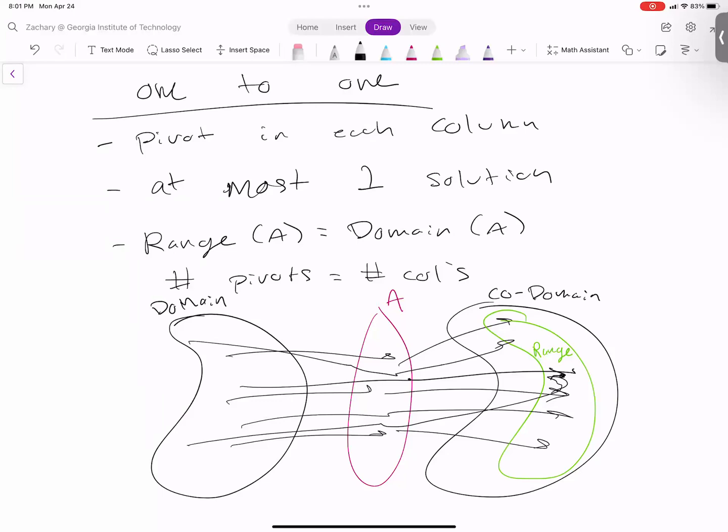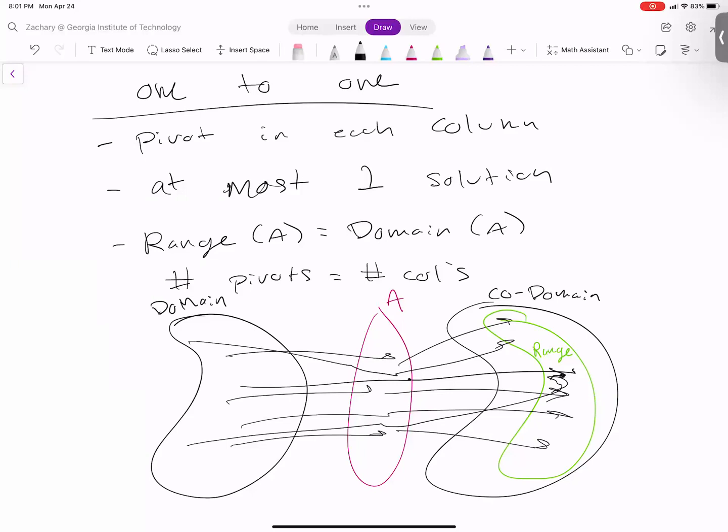Does that make sense? If we're taking this, there's only one way to get anywhere. We're not squishing or combining anything. That's why the range and the domain must be the same size. I know they don't look the same size in this drawing, but they are for it to be one-to-one. The range is basically the span of it. That's the definition of a range. Any questions on one-to-one?